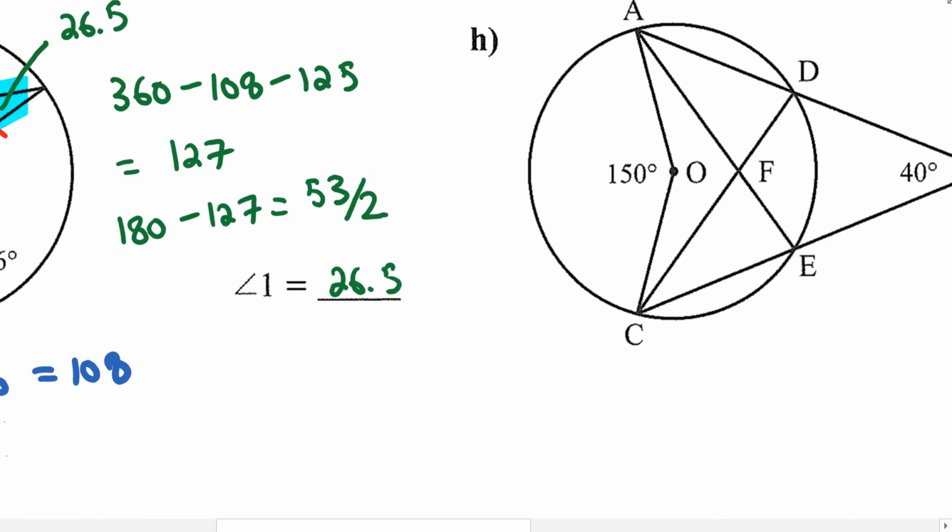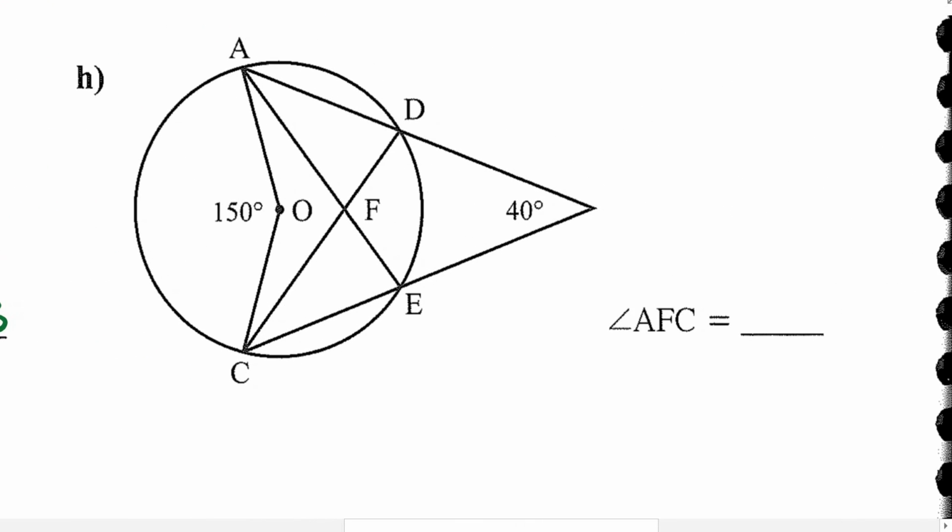Okay, let's move on to letter H here. The last one for this first video for lesson number 2. And the first thing I'll do is this right here is a central angle, and I need to find angle AFC, which is actually this guy right here. So let's just put a green dot there. That's going to be angle AFC.